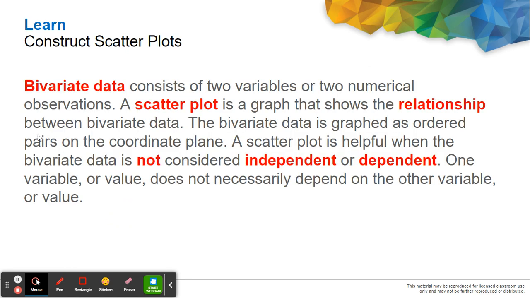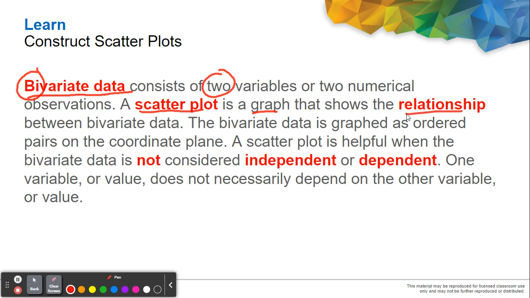Bivariate data consists of two variables or two numerical observations. That's why we call it bi, it means two. On the other hand, a scatter plot is a graph that shows the relationship between bivariate data. The bivariate data is graphed as ordered pairs on a coordinate plane. A scatter plot is very helpful when the bivariate data is not considered as independent or dependent. What does it mean? It means that one variable or value does not necessarily depend on the other variable or value.